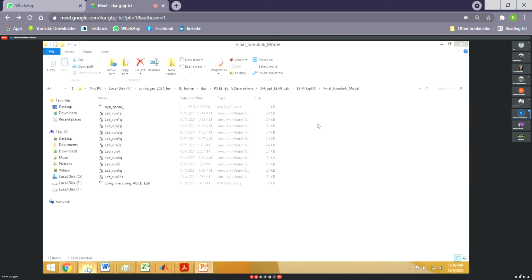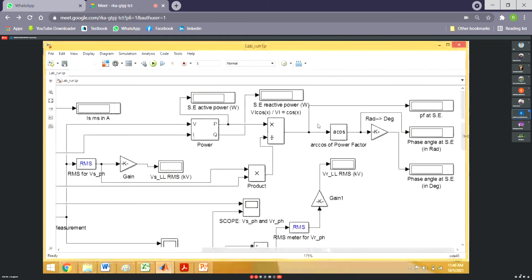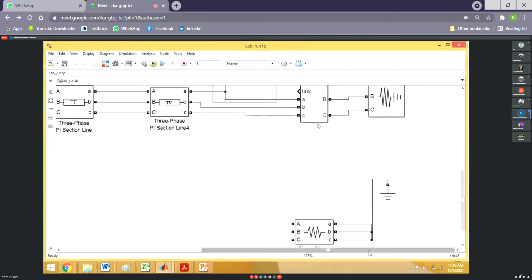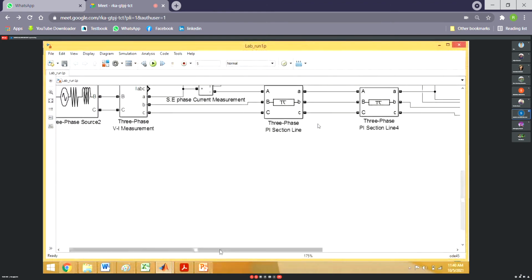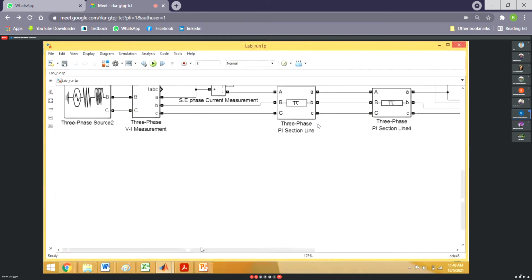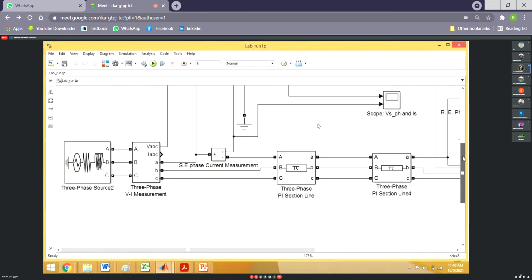Now, the MATLAB model. Now I can show you by zooming. I hope you can see the model. Can you see? Yes, ma'am.